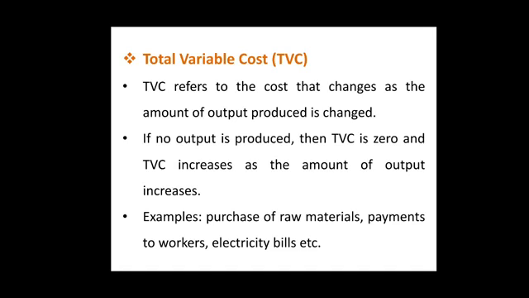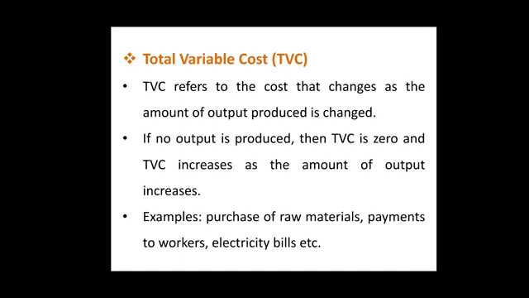Now coming to total variable cost. Students, total variable costs are those costs which are incurred on the employment of variable factors of production whose amount can be changed in the short run. Thus, the total variable costs change with changes in the level of output. That is, they increase or decrease when the level of output rises or falls.